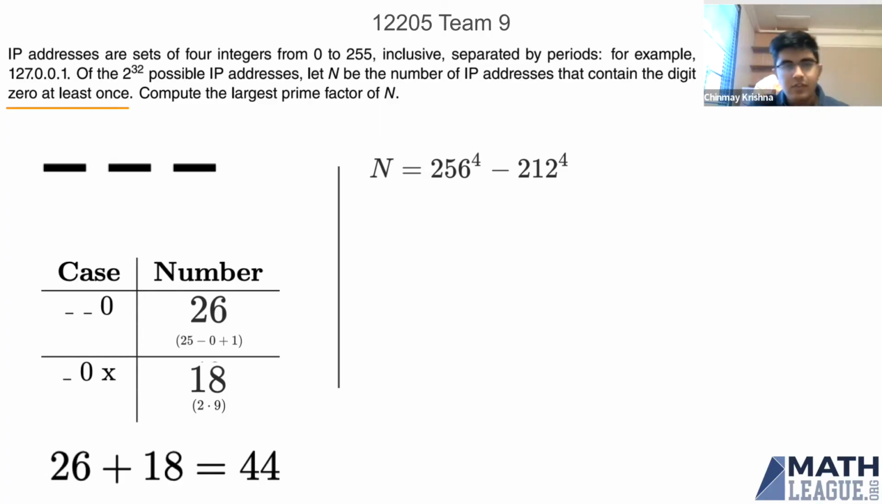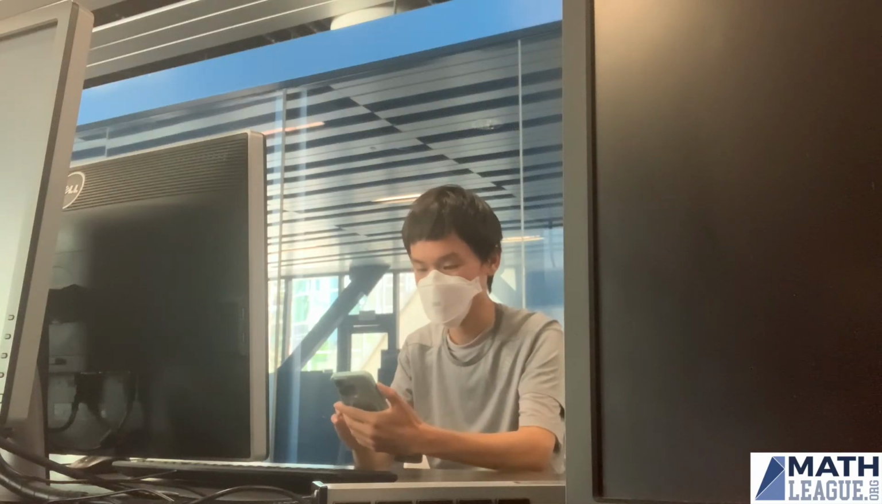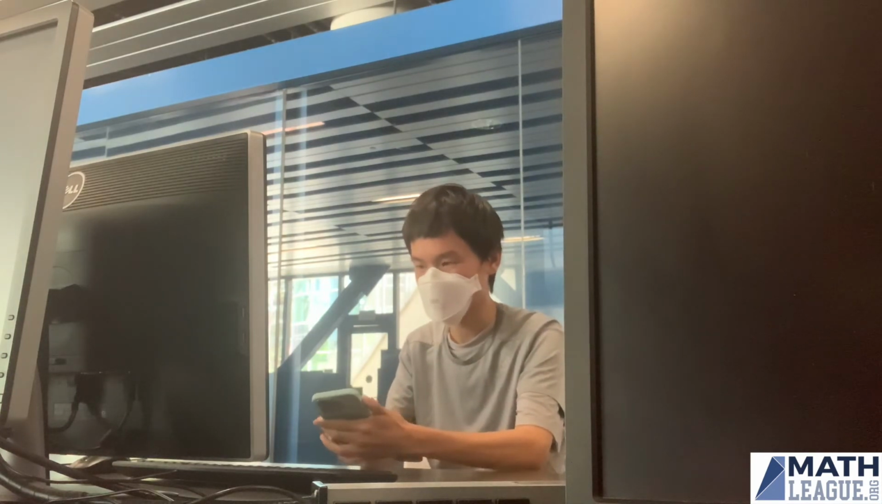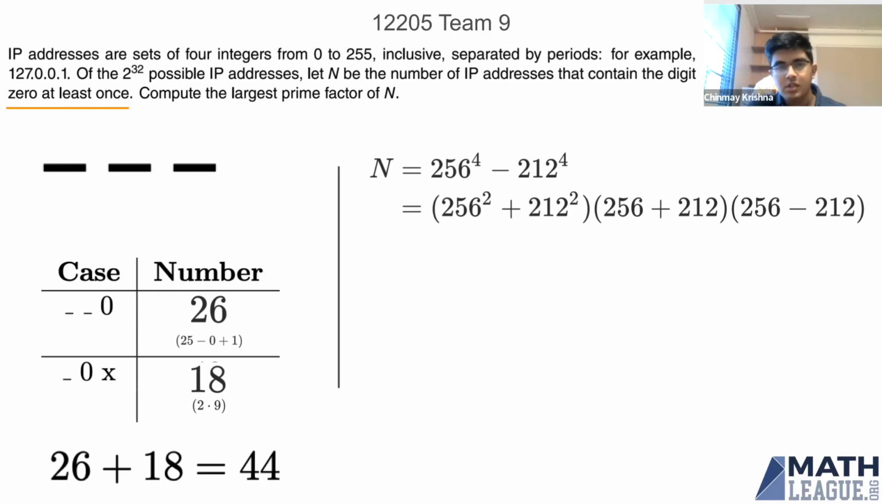So we have a difference of 2 fourth powers, so we can use the difference of squares to factor this as 256 squared plus 212 squared times 256 squared minus 212 squared, which can be factored again using difference of squares as 256 plus 212, and then that times the difference of the two numbers. So this is how we'd factor that into smaller parts, and then we can try to find what the largest prime factor of this expression is.